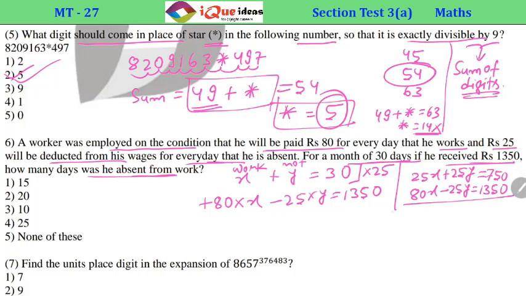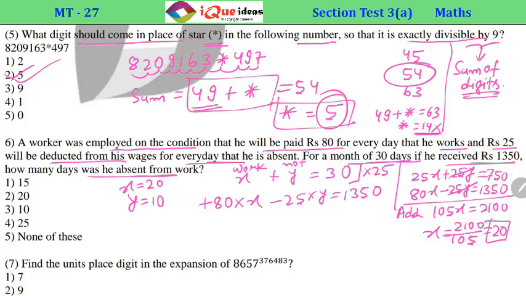Simply add them. If you add, what will happen? 25y will get cancelled. 25 plus 80 is 105x, equal to 1350 plus 750, which is 2100. Fantastic. 105 double is 210, so x is equal to 2100 divided by 105, which is equal to 20. So clearly from here you can say x is equal to 20 and y is equal to 10.